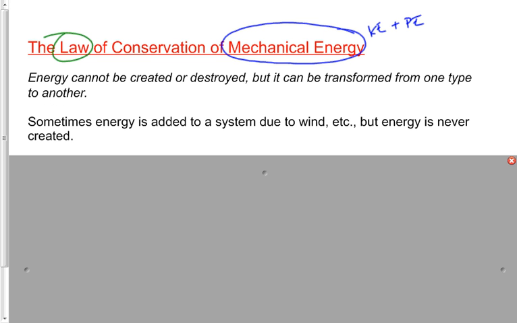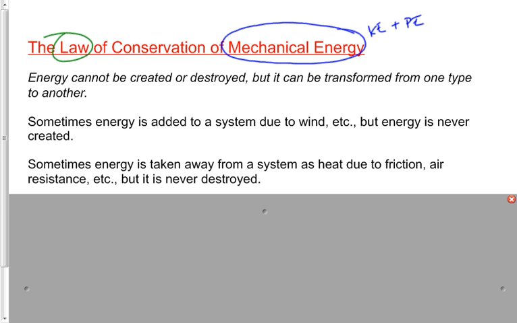Now, sometimes we add energy to a system so it looks like energy is created. Your sailboat is in the water and it's cruising along at a nice speed, and all of a sudden it just starts going faster because a wind hit it. Well, didn't we create kinetic energy there? No, we've just added energy to the system. If we account for all the energy, including the energy of the boat and the kinetic energy of the wind, then the total amount of energy will still stay the same. Sometimes it just looks like energy was created. It never is. Just looks like it. If we account for all the sources like wind or somebody pushing something or whatever, then energy isn't created.